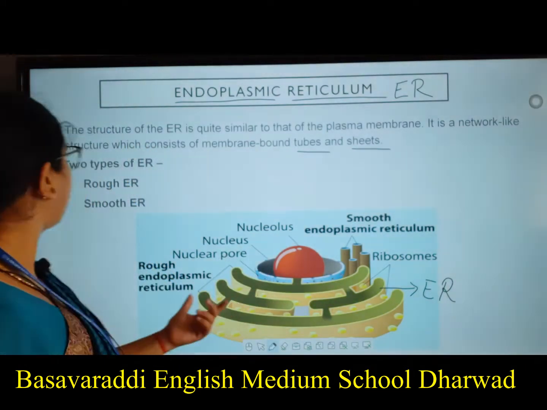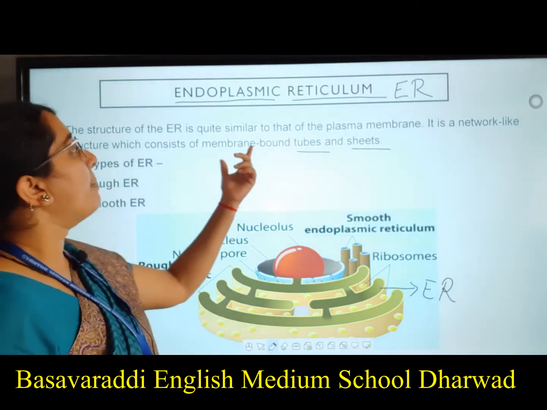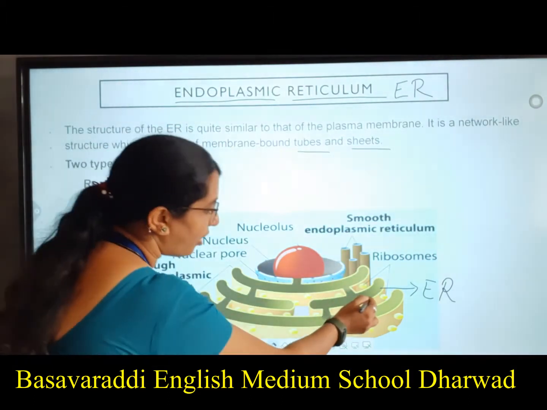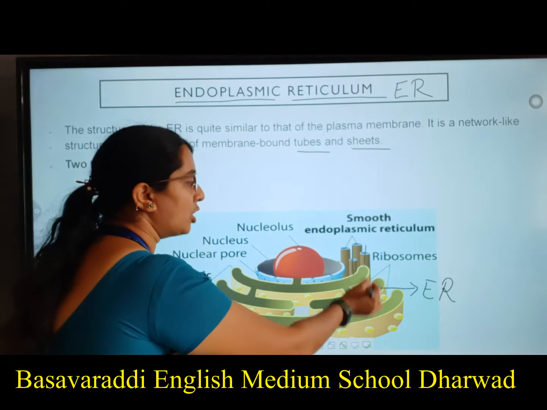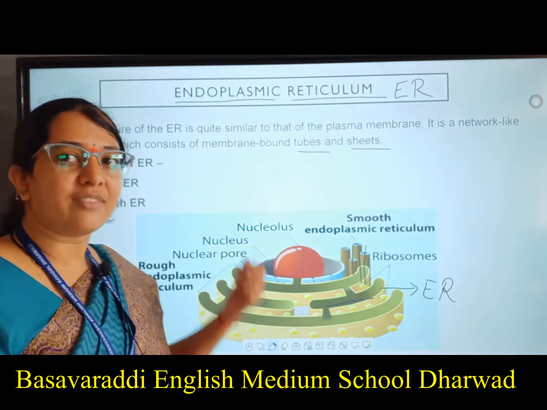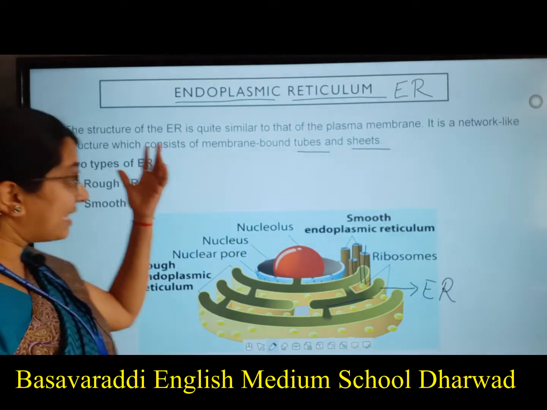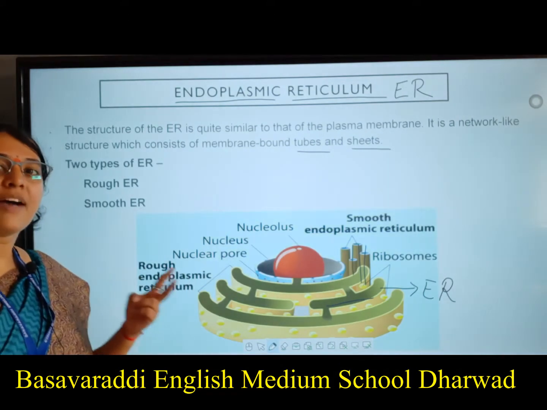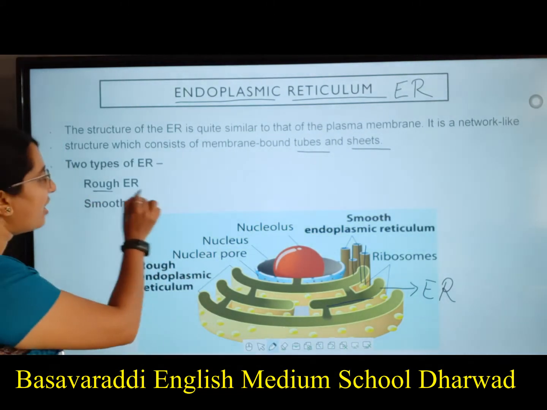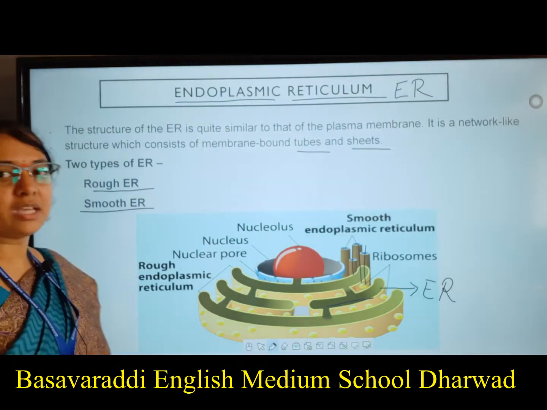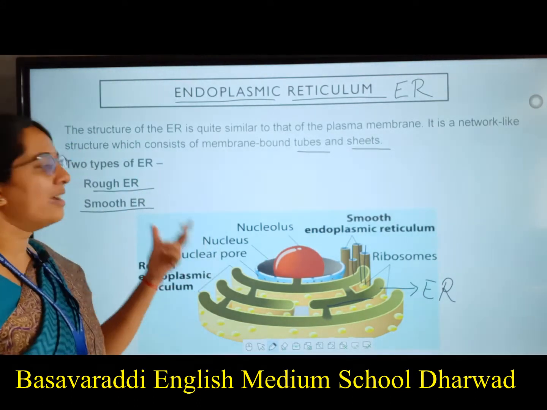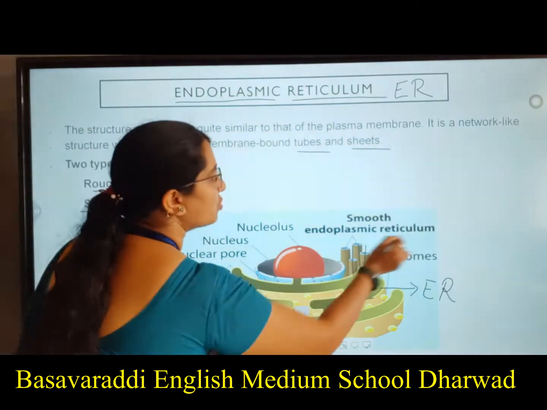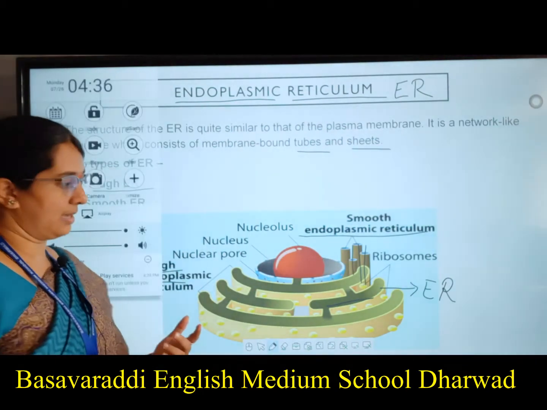It is a network-like structure which consists of membrane-bound tubes. So you have the tube type, and also the form of sheets. In the case of the endoplasmic reticulum, there are majorly two types: rough endoplasmic reticulum and smooth endoplasmic reticulum.